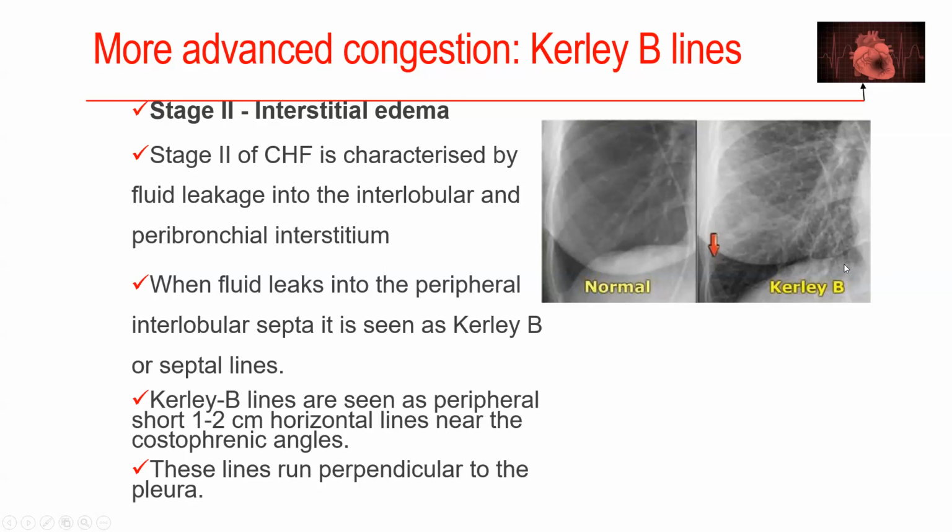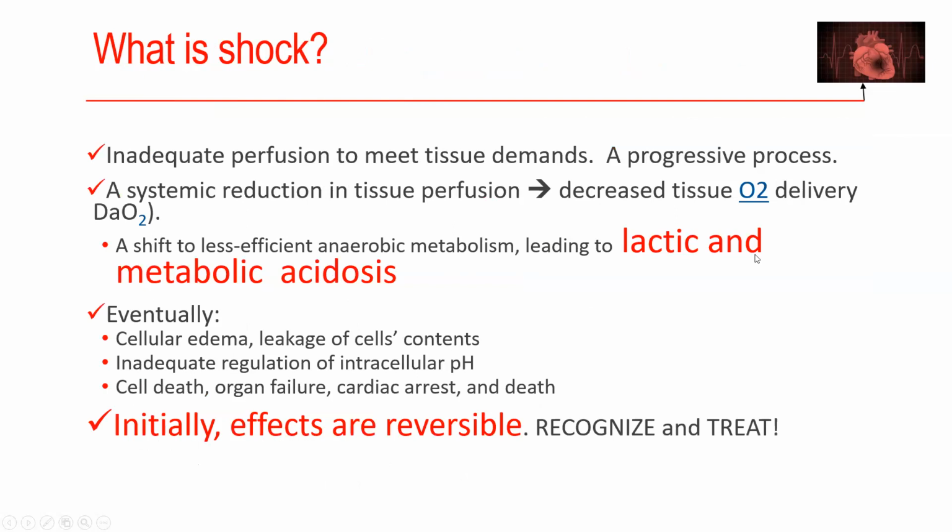So Kerley B lines are highly indicative of profound pulmonary congestion. No one's going to ask you about all this other information. They're just going to say, do you have Kerley B lines on a chest X-ray? So they might say you have infiltration with Kerley B lines. They might not say that, but you just want to know it.